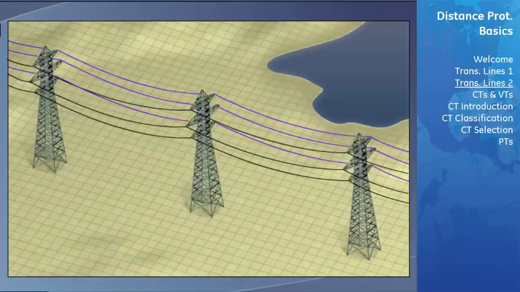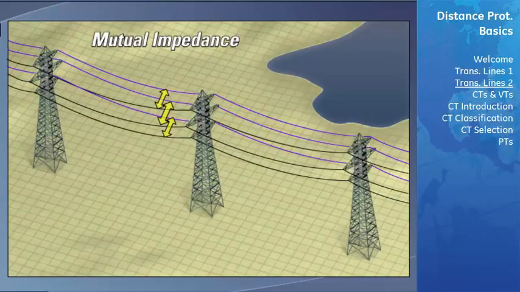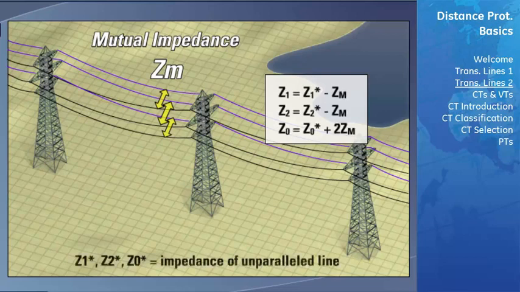When multiple transmission lines are aligned parallel to one another, their interactions induce an impedance on each other known as the mutual impedance and is notated as Zm. When this occurs, the overall sequence impedances will be affected in the following manner. The positive sequence impedance will now be the positive sequence impedance of the unparalleled line minus the mutual impedance. The negative sequence impedance will now be the negative sequence impedance of the unparalleled line minus the mutual impedance. And the zero sequence impedance will now be the zero sequence impedance of the unparalleled line plus 2 times the mutual impedance.